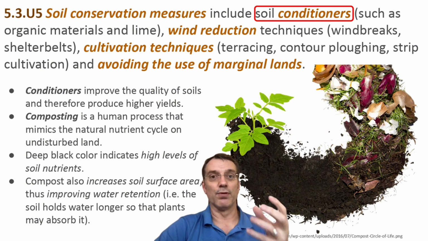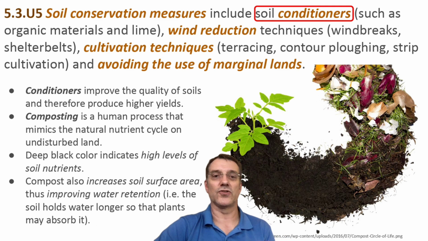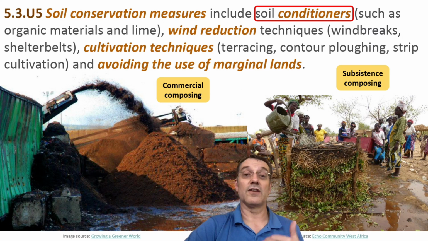The deep black color of well-composted soil indicates high levels of organic matter and nutrients that are available to plants. Think of compost as mimicking nature's own nutrient cycling process. It's like a human way to create the humus that is there in the top layers of soils, particularly in forests. We can compare different scales of composting operations.